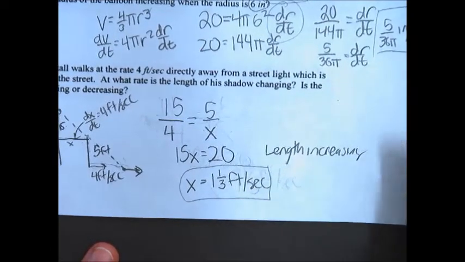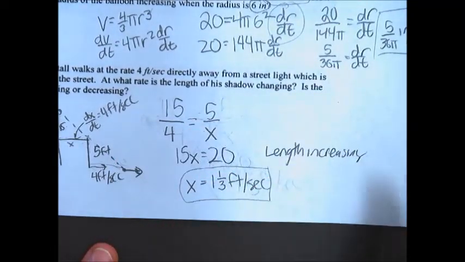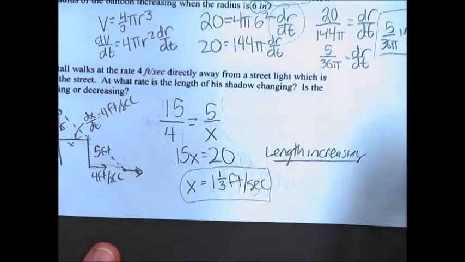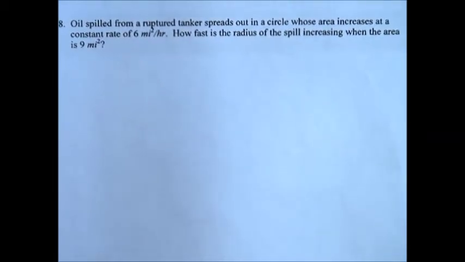So sometimes it's easier not to use calculus on it. We didn't use it at all there. Alright, another example. Oil spilled from a ruptured tanker spreads out in a circle whose area increases at a constant rate of 6 miles squared per hour. How fast is the radius of the spill increasing when the area is 9 miles squared?